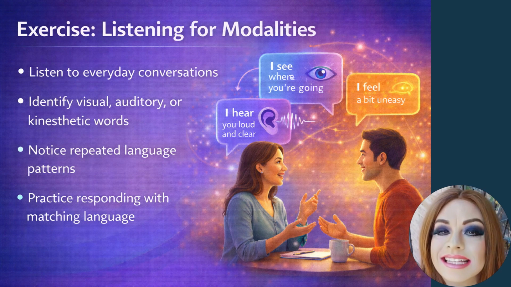To practice recognizing sensory modalities, begin by listening carefully to everyday conversations. Pay attention to the words people use when describing experiences. Notice whether their language reflects visual, auditory, or kinesthetic patterns. Look for repeated words or expressions. Once you recognize the pattern, try responding with similar language. Observe how the conversation feels when communication styles begin to align. With practice, this skill becomes easier and more natural.